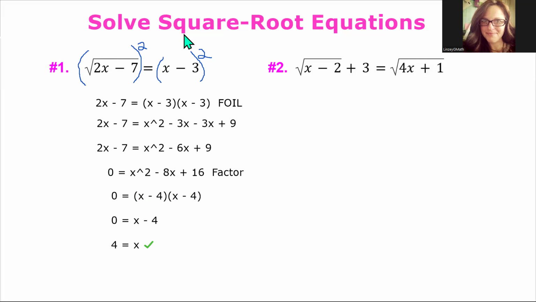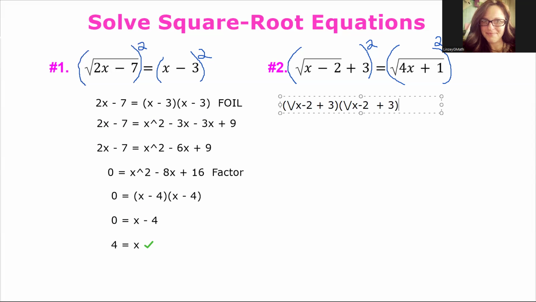Number 2. We're going to start number 2 very much the same way. Square both sides. And let's see here. On this left-hand side, we do have to FOIL the square root of x minus 2 plus 3 times the square root of x minus 2 plus 3, so we will need to FOIL that out. On the right-hand side, the square root and the power of 2 cancel out. All right, let's go ahead and FOIL.